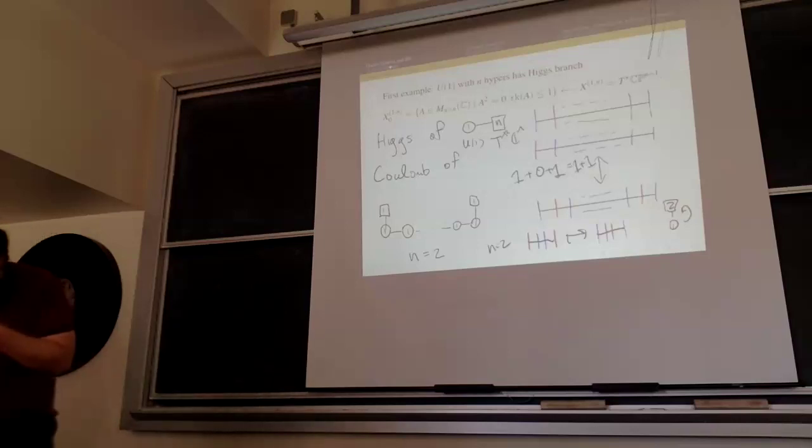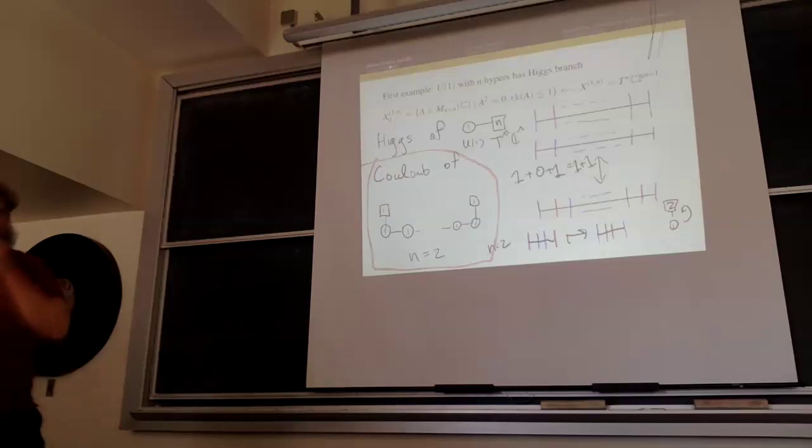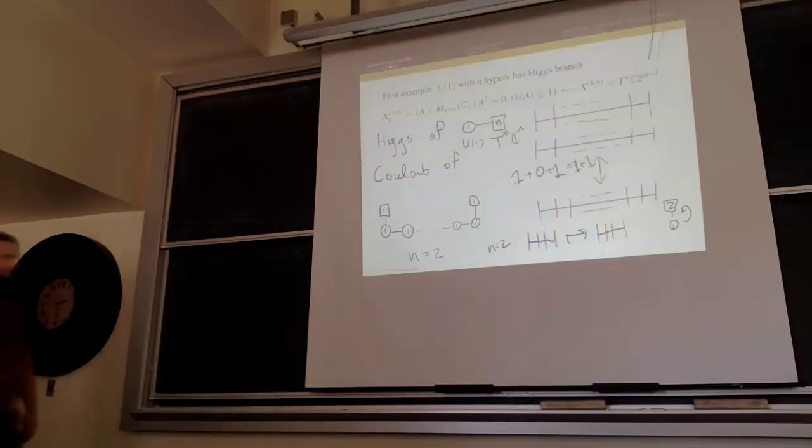So yeah, the important upshot out of this is that if I want to write T star of CP n minus 1 as a Coulomb branch, I use this quiver gauge theory. And then Hanani-Witten transitions tell me that that's the one to consider.